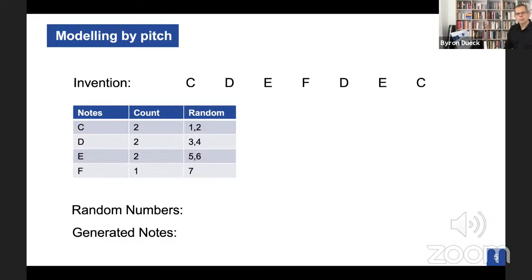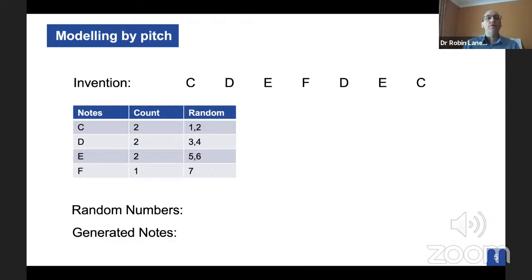So I'm going to try and build a model, and that's what this little table is. If we see that there are two C's, I can note that in my table. So I've noted I've got a C and there's a count of 2. Similarly for D, there are 2 Ds. Similarly for E, there are 2 Es, and there's just 1 F. So this is a model of how often Bach uses certain notes in this opening of the invention.